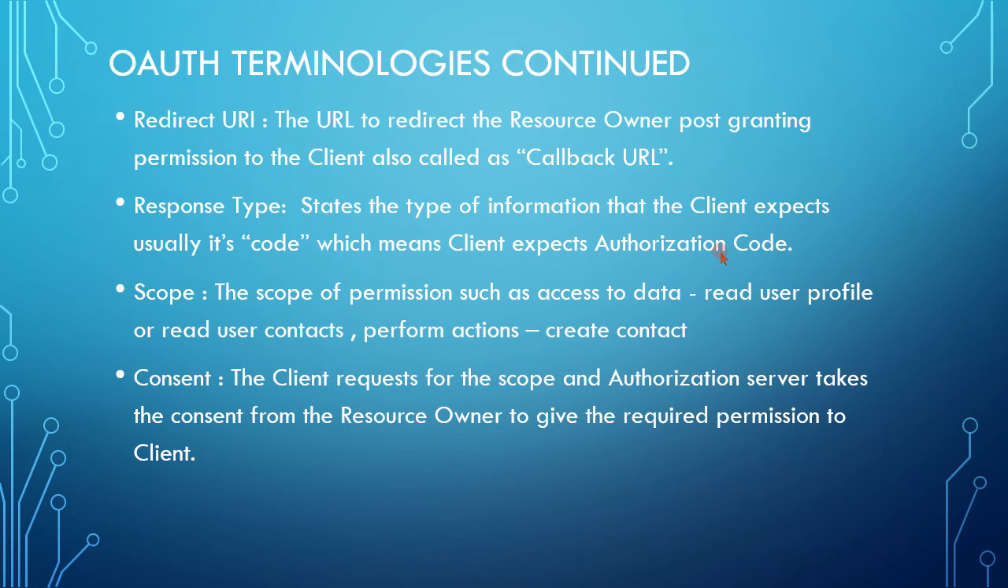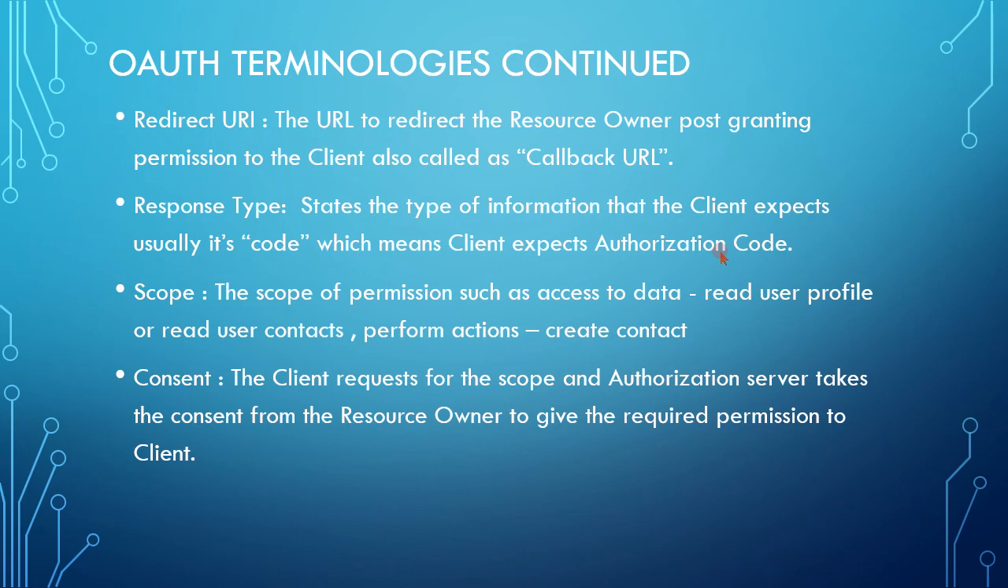So in the OAuth world, the response type value would always be code, which means authorization code. Scope. The scope is a granular permission given to the client to access the data or service hosted on the resource server. It can be granular, maybe just reading the user profile or reading user context, or it might be performing an action like creating a contact or updating a contact. So it will be granular.